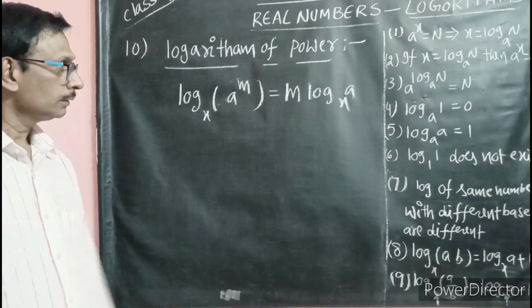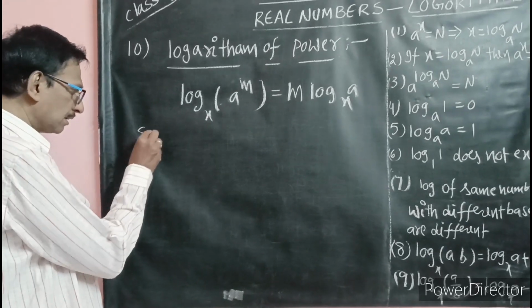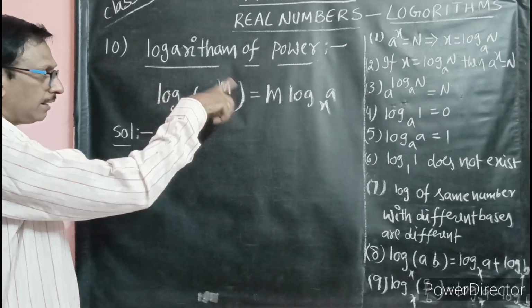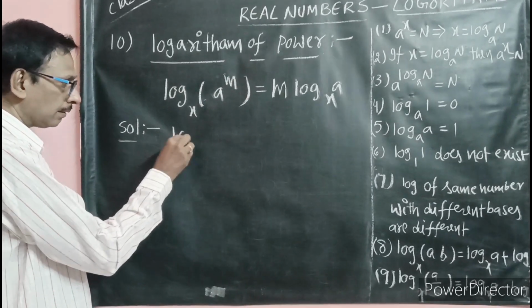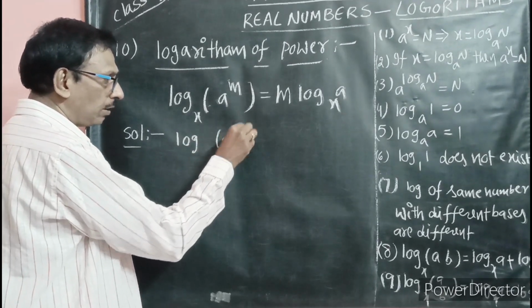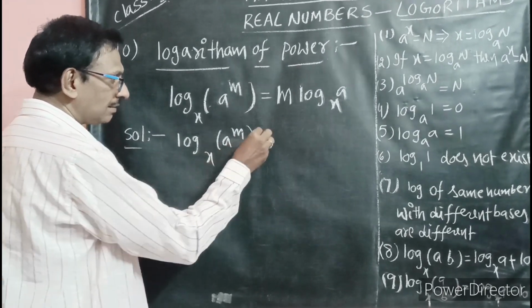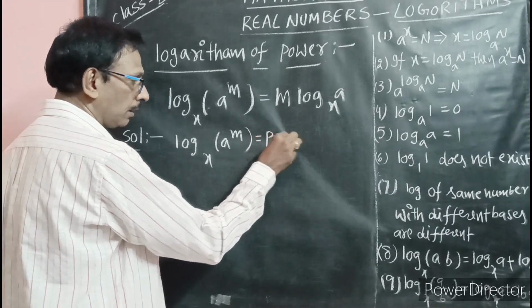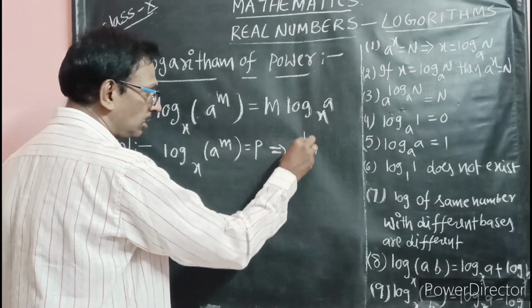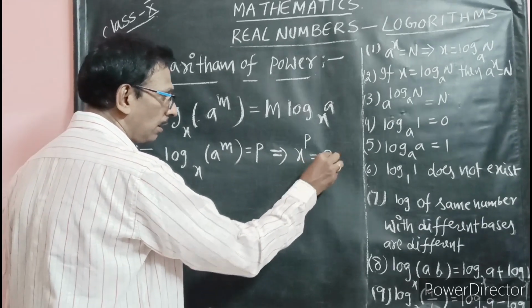The same proof for this also. Solution: let us take this value as some p. Log a to the power of m to the base x is equal to p. By writing exponential form, we get x to the power of p is equal to a to the power of m.